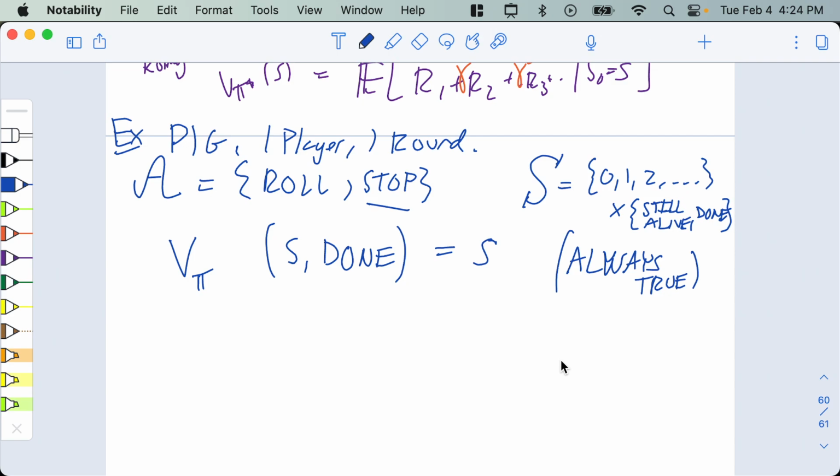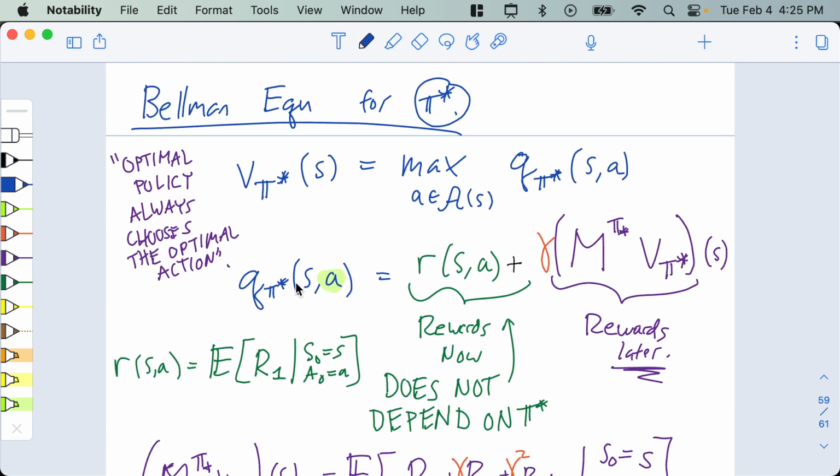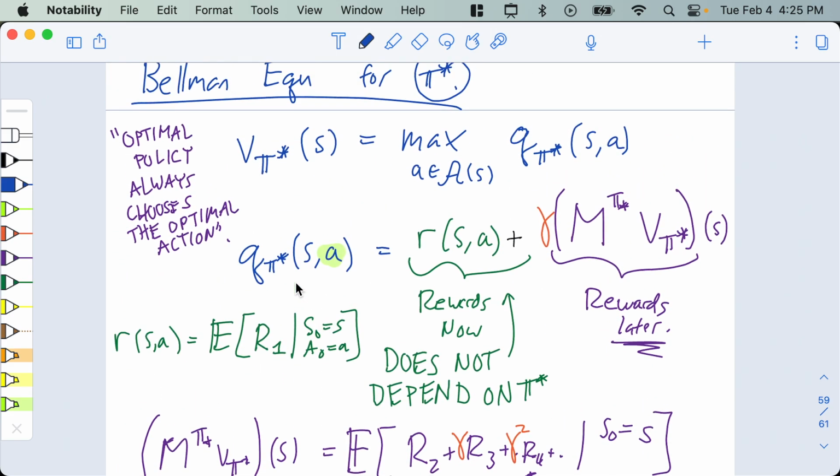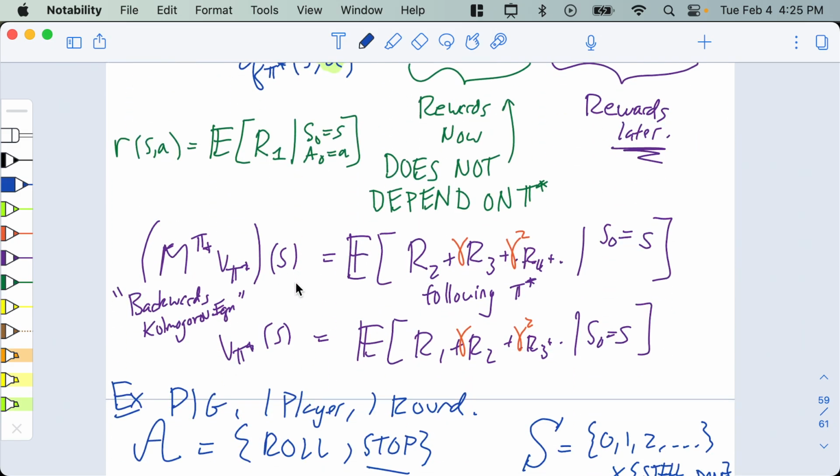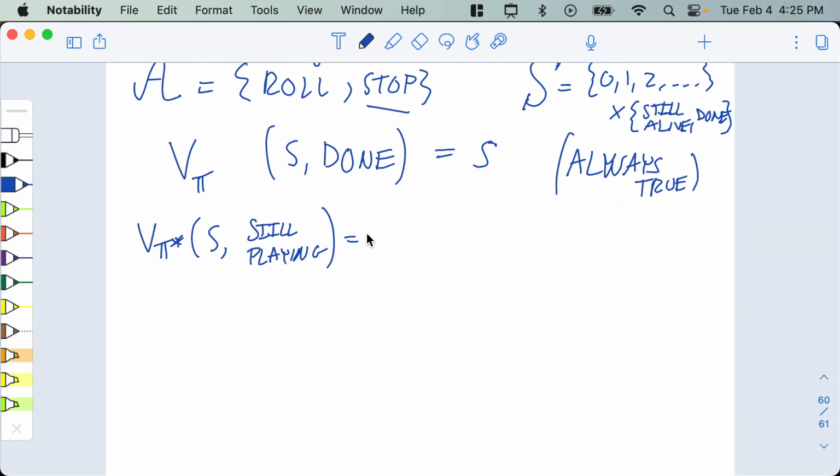Okay. The hard part is what happens when you are not done. So you're still playing. And again, we're interested in the optimal policy. What is it going to be? We can use part 1 of the Bellman equation, and it says the maximum over all the actions you can take of the two things. And in our situation, there's two things we can do. So it's going to be the maximum of what happens if we stop, comma, what happens if we roll again.